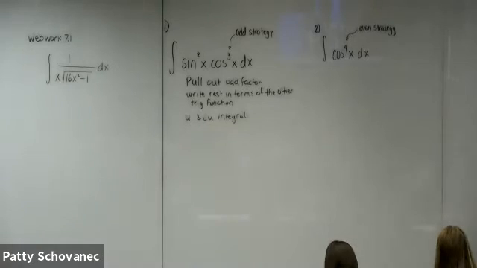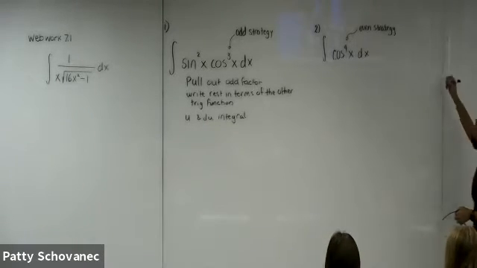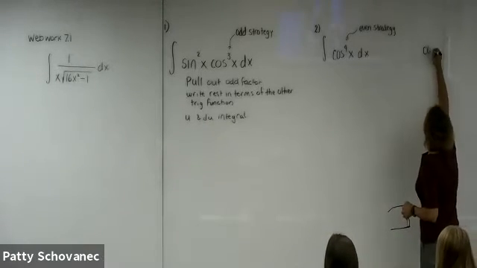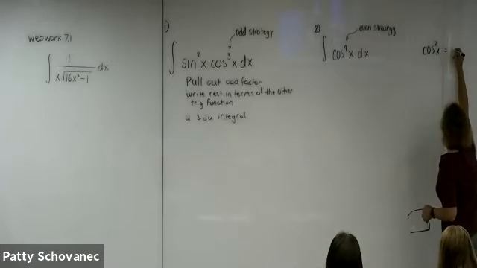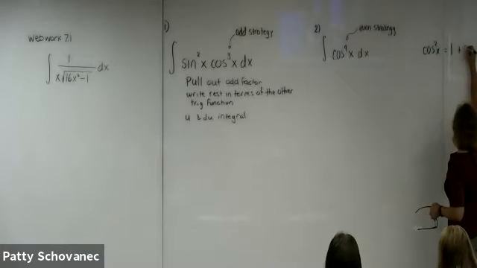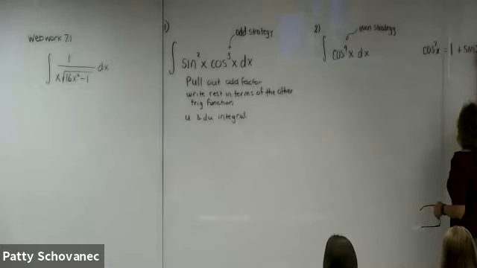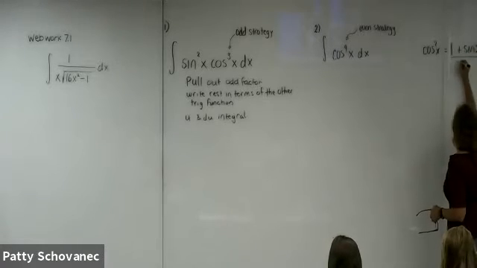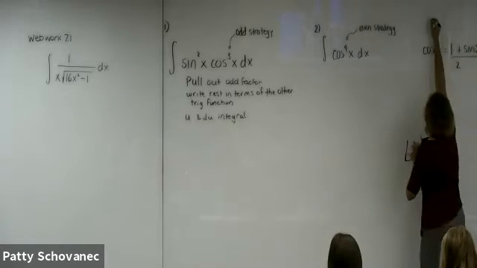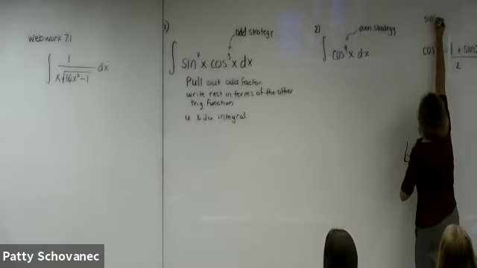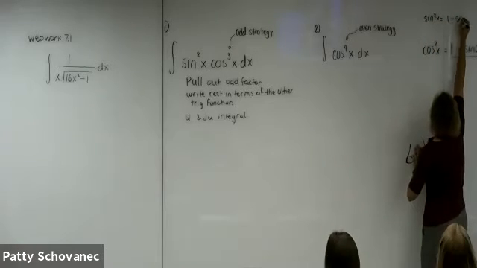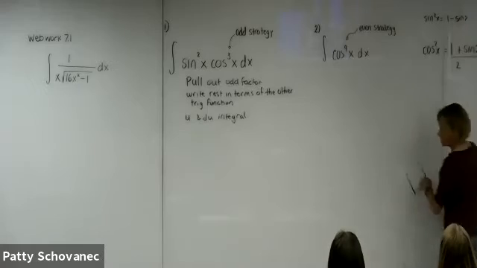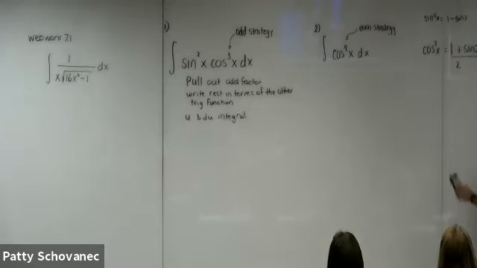What's the even strategy? Cosine squared, and then you can use the power reduction formula. The power reduction formula for cosine squared is (1 plus the cosine of 2x) over 2. We're going to use that one here. The other one is for sine squared, which is (1 minus the cosine of 2x) over 2. With cosine, as soon as I started writing it, I knew that.